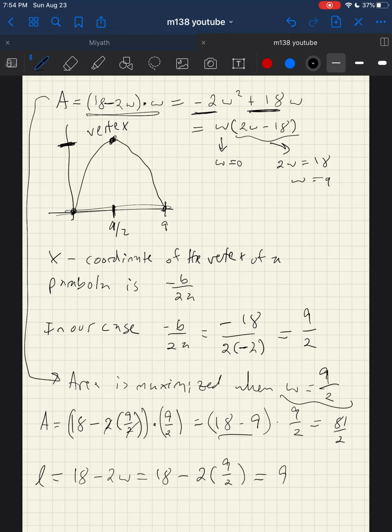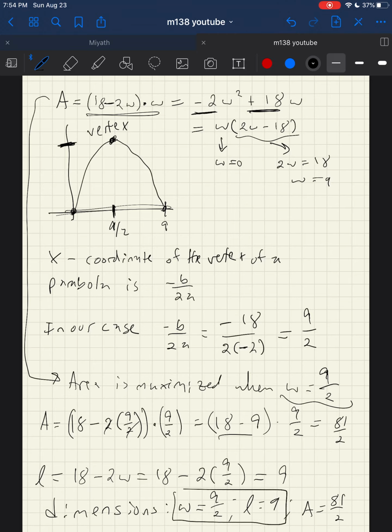So the dimensions are w equals 9 halves. I've been having trouble with my 9s. W is 9 halves. L is 9. And if you want, you can say that the area is 81 over 2. I'm really looking for these two, but this is nice to include as well.